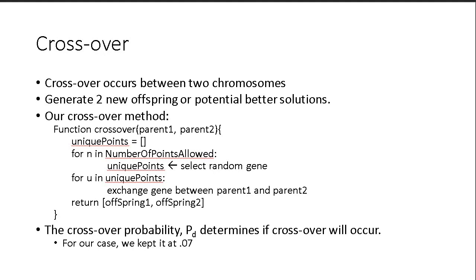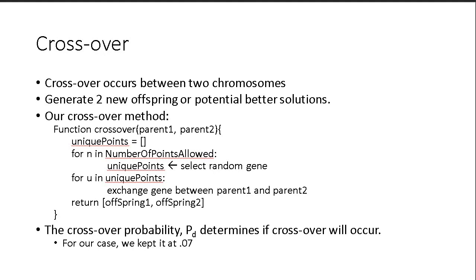But for each one of those points allowed, we are selecting a random gene in the chromosome and adding it to unique points. And after we have selected all the unique points, we iterate through each point and then exchange that specific gene between the 2 parents. And at the end, we return 2 new offspring.